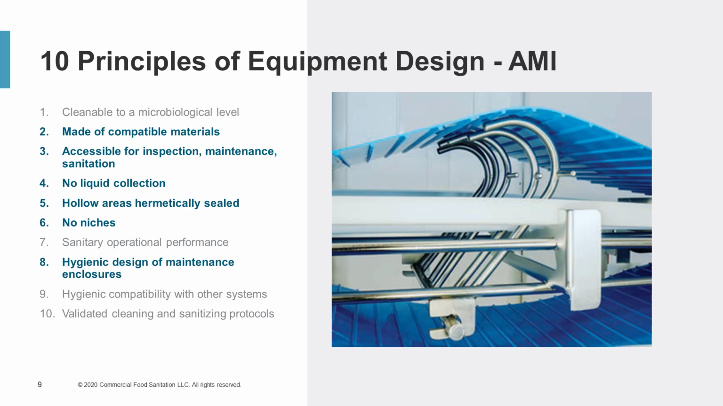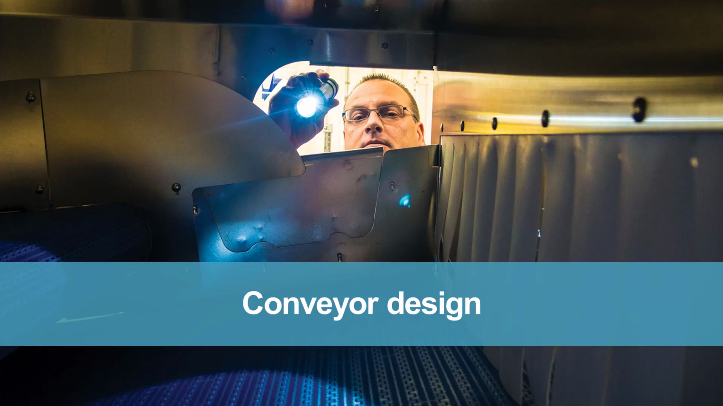Principle number 6, niches or sandwich areas should be eliminated where possible, or at least limited. Where there is a bolt, there is a sandwich. Remember that rule and you'll be surprised how many sandwich areas you will find on conveyors. And then principle number 8, maintenance enclosures. This refers to the electrical cabinets, your wiring or control panels, often an area that creates challenges in the food manufacturing environment.